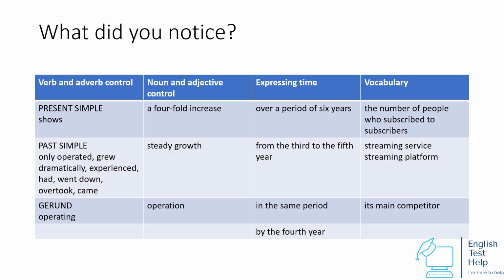What did you notice? This is very high level, level 9 IELTS, because the writer can use verbs and adverbs very well, like only operated, grew dramatically, and there's a range of verbs. The writer also can use the same words as a noun. So instead of operate, operation. Instead of grew, growth, for example. The writer also can express time very well. And look at all those little words like the, to, the, a period of. The little words are important. And notice the excellent vocabulary.